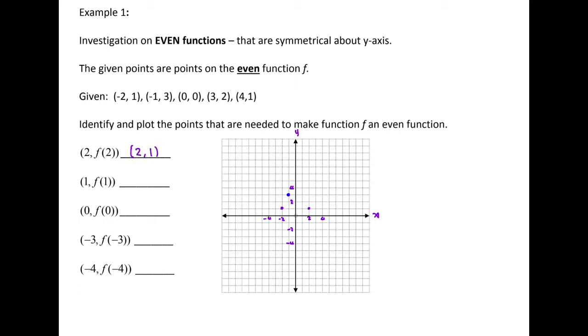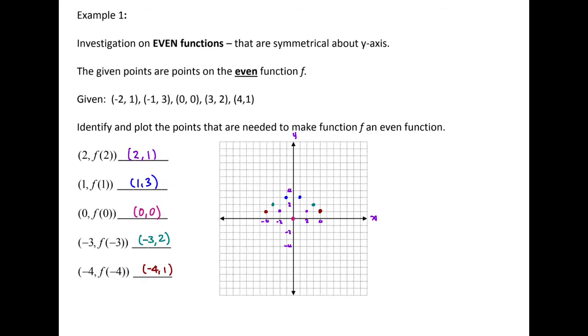Next point, -1 and 3. That means we need to have another point at 1 and 3 in order for them to be symmetrical around the y-axis. Next point, 0, 0. Since it is already on the y-axis, there's no need to add another point. And the fourth point is at 3, 2. In order for them to become symmetrical, we need to have a point at -3 and 2. The last one is at 4, 1. In order for them to become symmetrical, we need to have a point at -4 and 1.